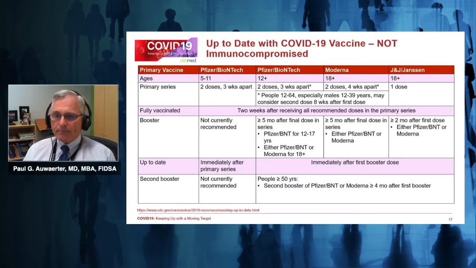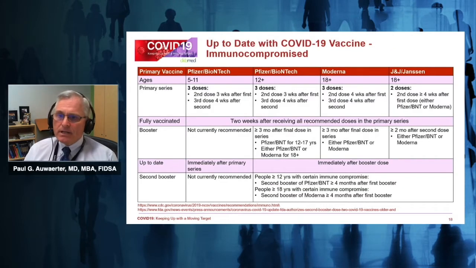Now, there is a second booster, of course. And that's only really recommended for people with risk factors who are adolescents with Pfizer, and for Moderna over 18, and anyone over 50, basically, or those who have risk factors such as immunosuppression can also get that second booster, which is better characterized on this slide here.